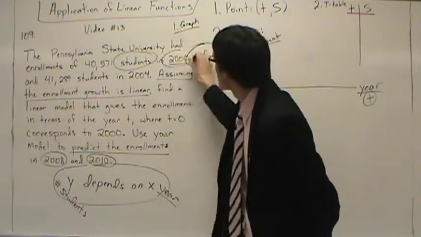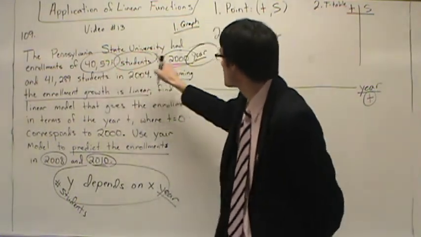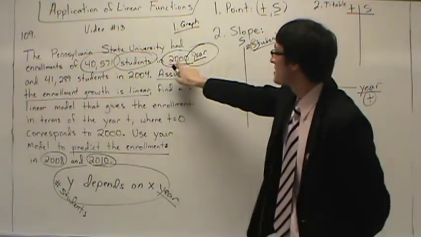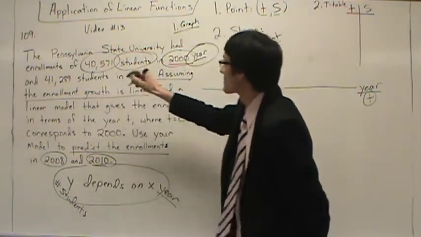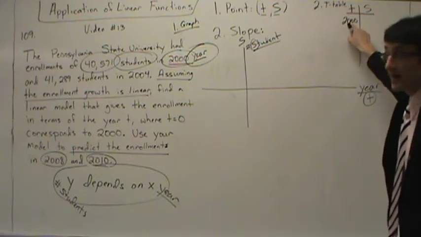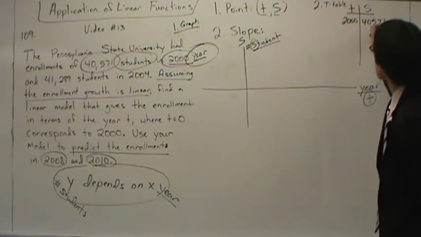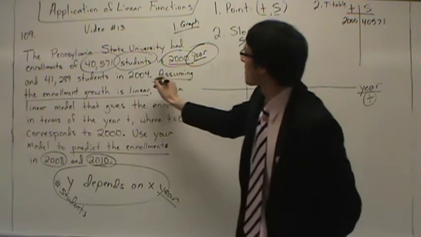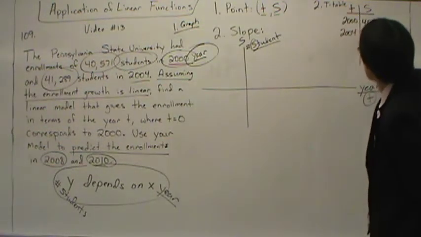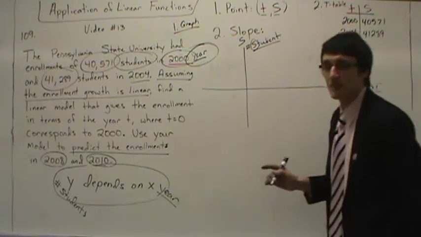Now let's get the information out of the problem. Notice in the problem they give you time, the year, and they give you the number of students. Do you see an ordered pair? Hopefully you say yes, time and number of students. Our time is the year 2000, number of students is 40,571, so in the year 2000 there were 40,571 students. Now, in 2004, there were 41,289 students.